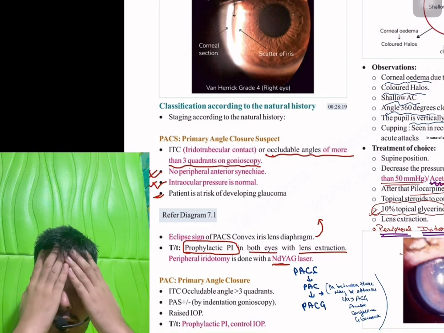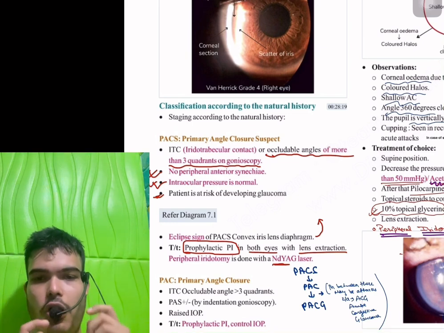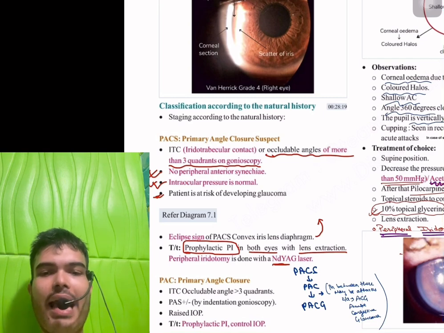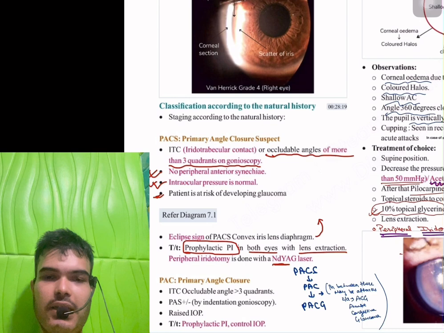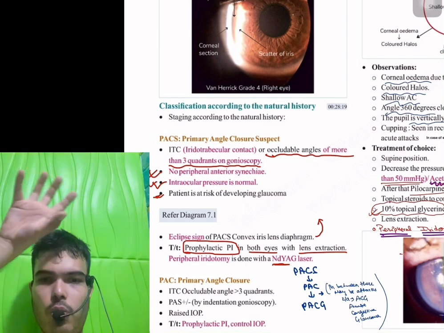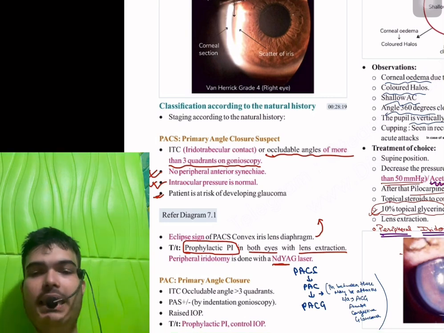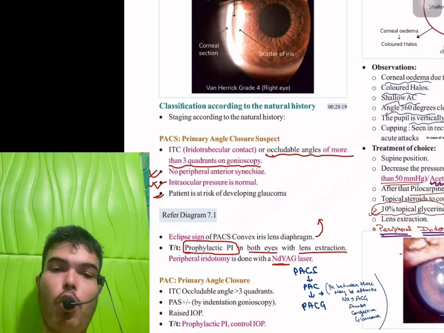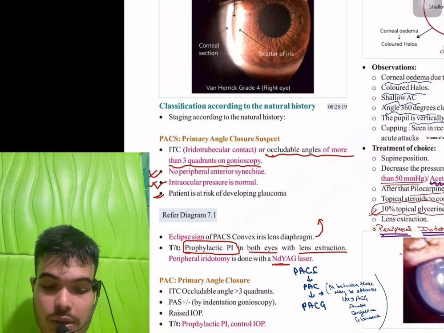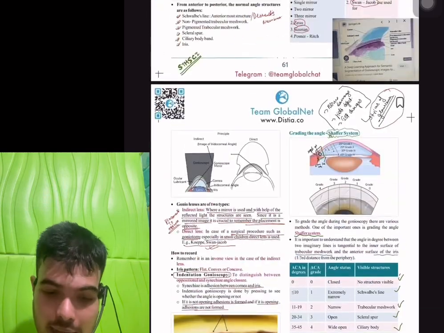Just listen to me. Now, before understanding this, you need to understand about the occludable angles. So, what are occludable angles? Occludable angles are basically the angles when you look into the 180 degrees, you take a turn and you see 180 degrees as a whole, right? So, whenever you see 180 degrees as a whole, at the area where the posterior trabecular meshwork structures are not visible, that is known as occludable angles. So, it's written here in the definition of occludable angles.